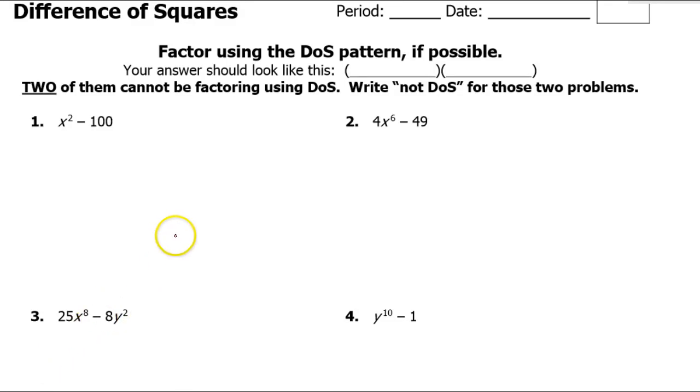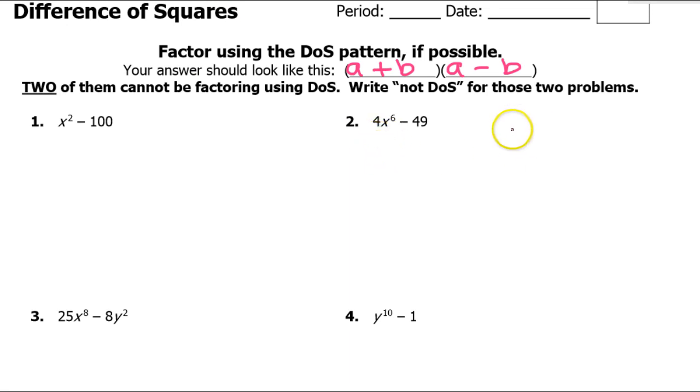In this video, I'm going to show you how to factor using the difference of squares strategy. Now your answer should look something like this: a plus b times a minus b. When we say difference of squares, first of all, what is a square?